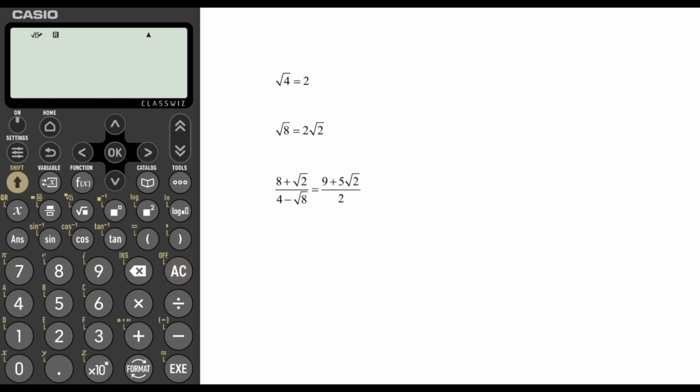We can also work out the nth root. The nth root is a gold function and it's accessed by pressing Shift then the square root button. For example, if we were to work out the cube root of 27, press Shift then the square root button, we have the cube root, so we press the 3 and then the 27 goes under the cube root, press execute. The result of the cube root of 27 is 3.